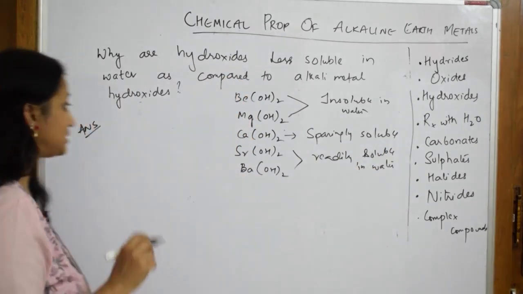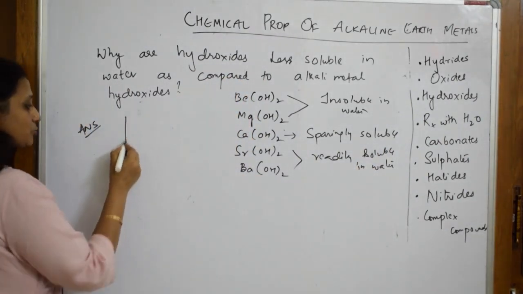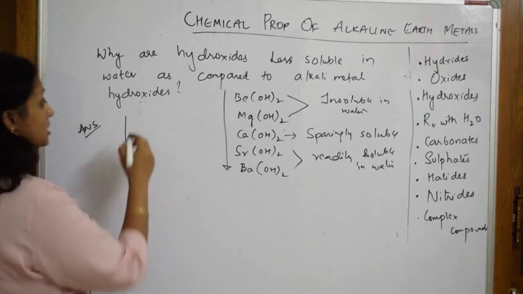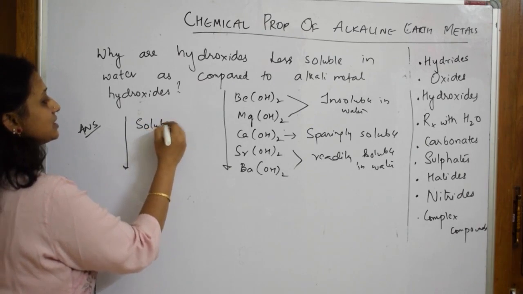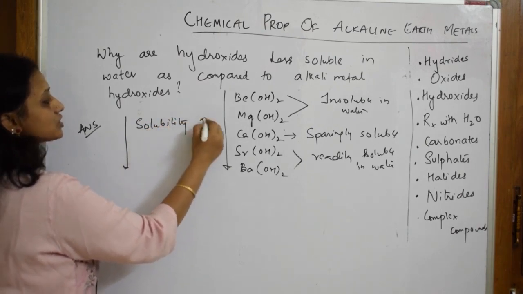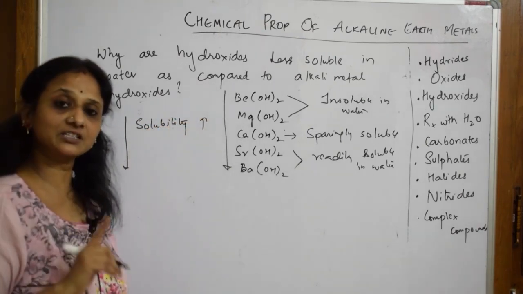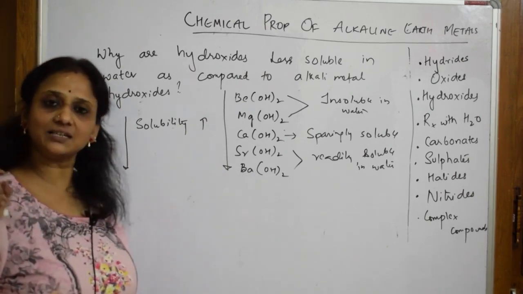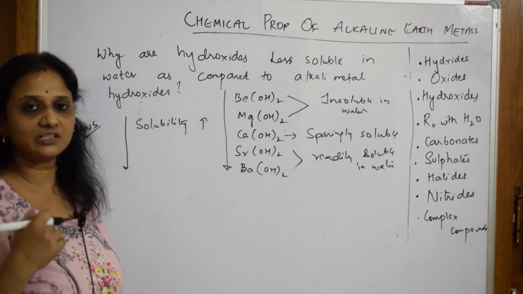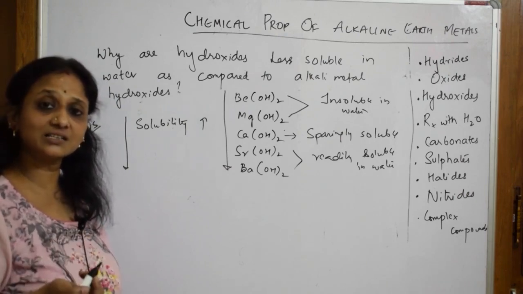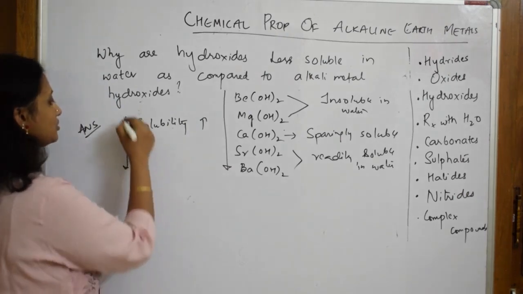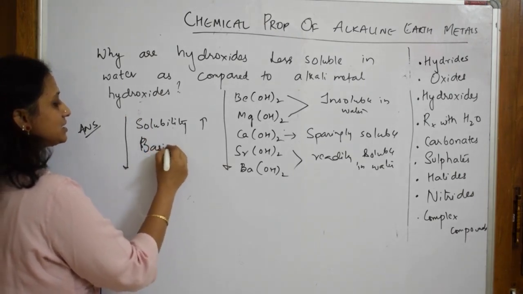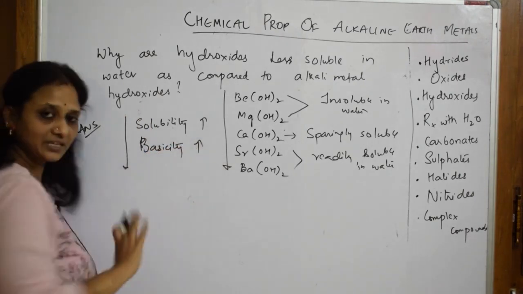I can conclude that down the group, when I move from top to bottom, solubility is increasing. When the solubility is increasing, what is a factor which you can immediately relate? That means when it is soluble, it can easily release OH minus ions. When it is releasing OH minus ions, what is increasing? Basicity is increasing. Very good. So from top to bottom, solubility is increasing means basicity is increasing. This is the concept.